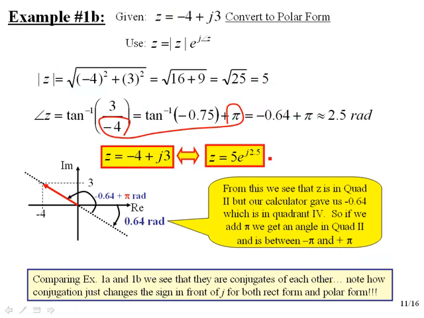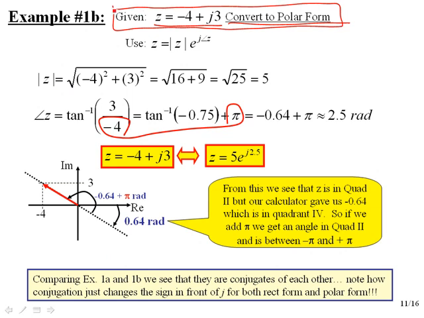Okay, so example 1b, again given a complex number, very similar to what we had before. Before we had minus 4 minus j3. We're going to convert to polar form. So this is the problem statement, and everything else I would expect you to be able to figure out on your own. So we're going to use this as our polar form. We need to use our conversions to find the magnitude and angle. So the magnitude works exactly the same. The fact that this is plus rather than minus does not change that.